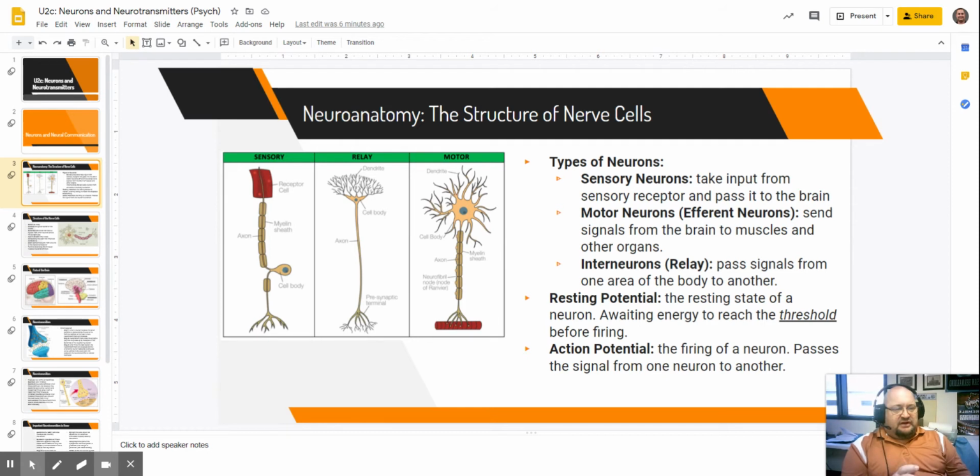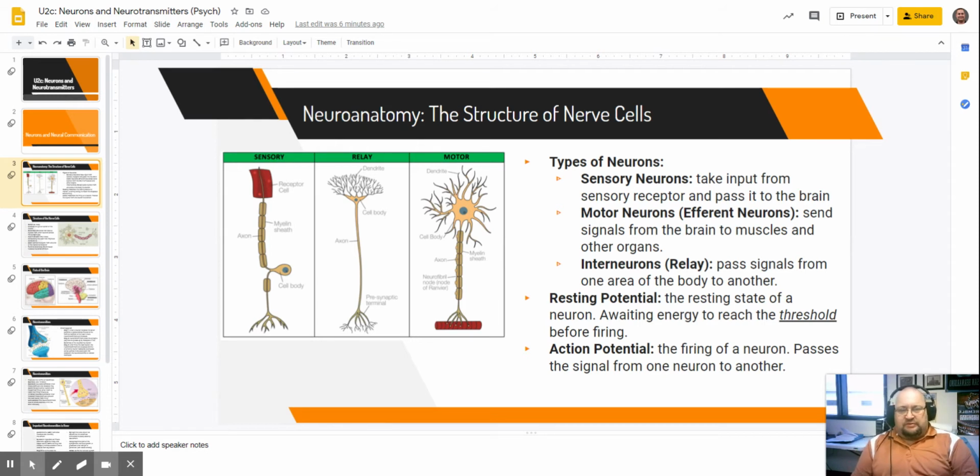Now, each neuron stores within it a stored amount of energy, what we call the resting potential. Okay, the resting potential is all of the energy that is stored in the cells and is waiting to be released. What triggers the release is when a signal reaches what is called a threshold level. The threshold level is something that triggers a response.